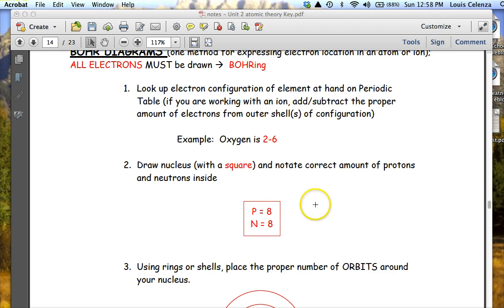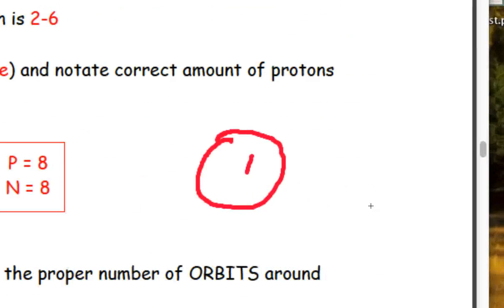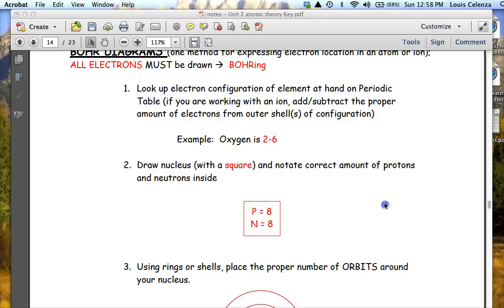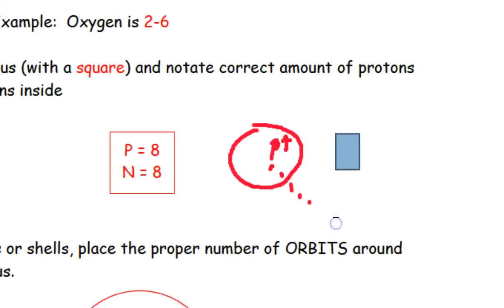If you look at it, they tell you to use a square. Here's what I'm going to have you do. When you're asked to draw a Bohr diagram, and you'll see this a lot when we do the unit on bonding, put a circle to represent the nucleus. In the nucleus are the protons and the neutrons. So protons would be P with a plus, neutrons N.